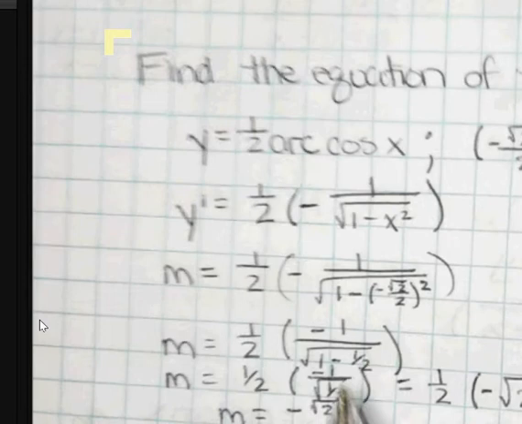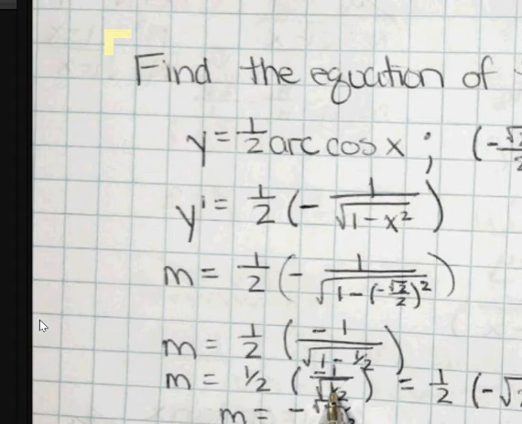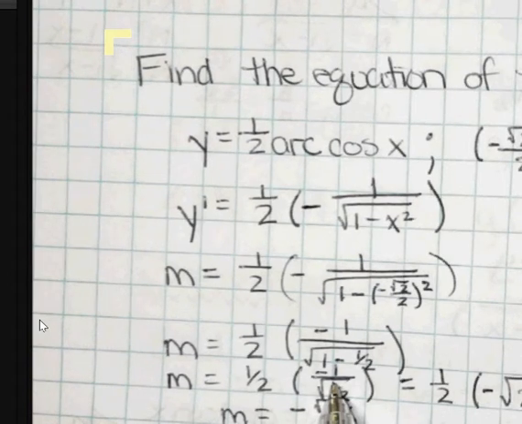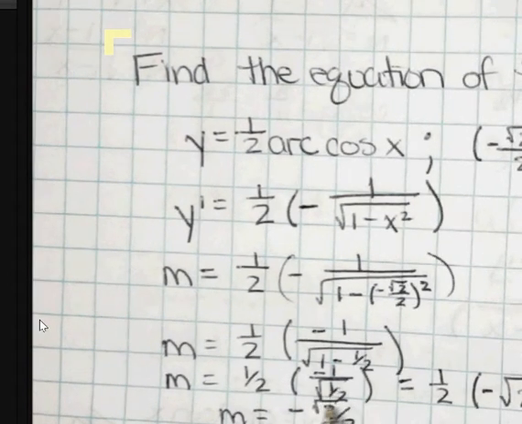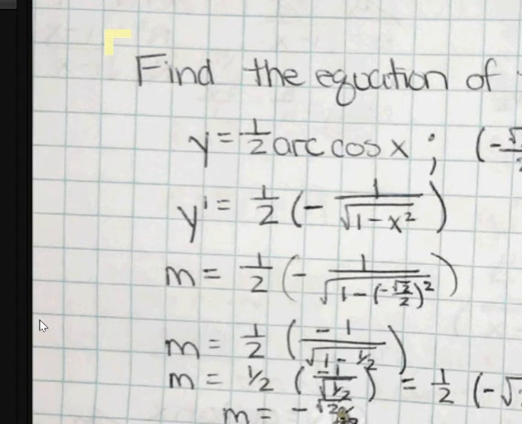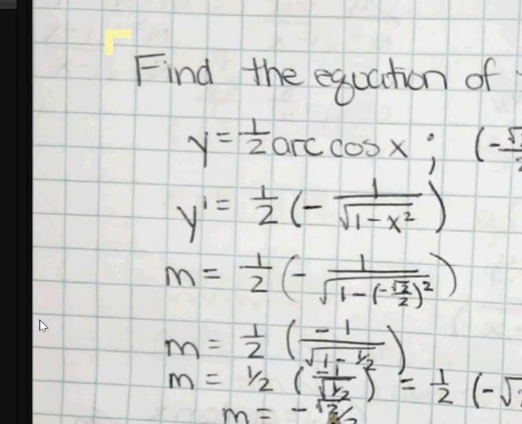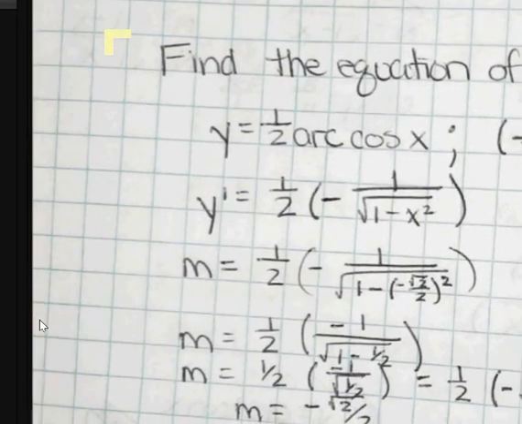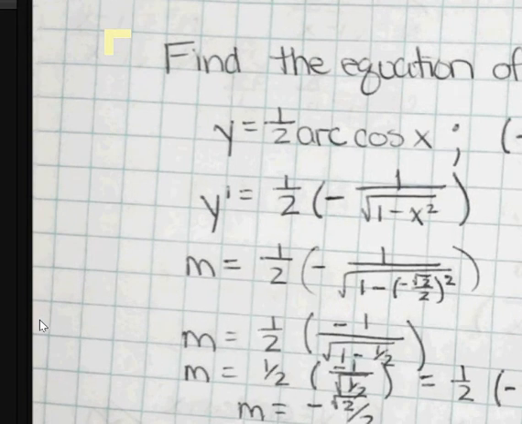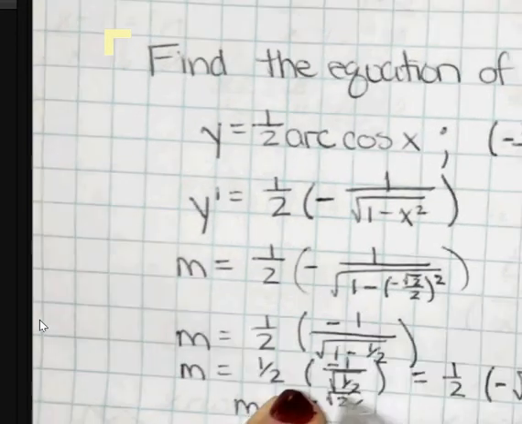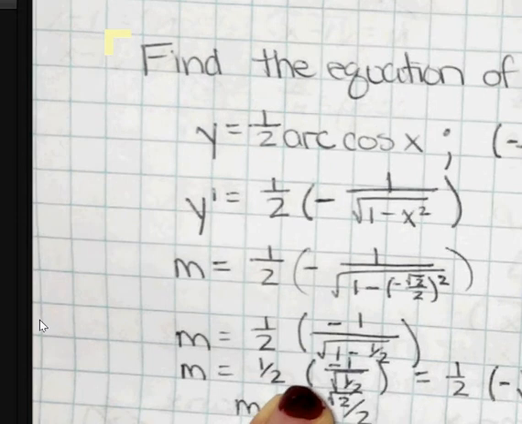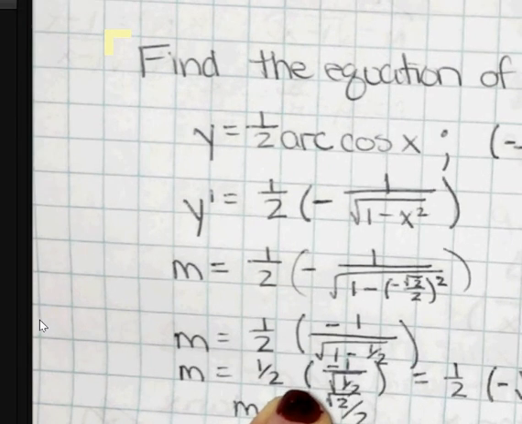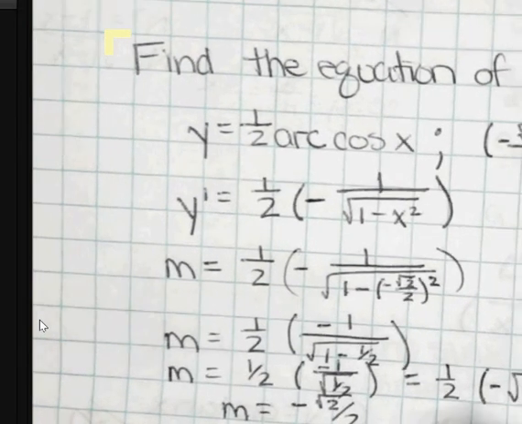Well, this 1 minus 1/2 is 1/2, right? If I take the square root of 1, I get 1. If I take the square root of 2, that's still square root of 2. So I have 1 over square root of 2. But you can't have a fraction on top of a fraction. I mean, you can, it just looks ugly. This whole thing right here just simplifies to negative rad 2. Okay? So that's our m.